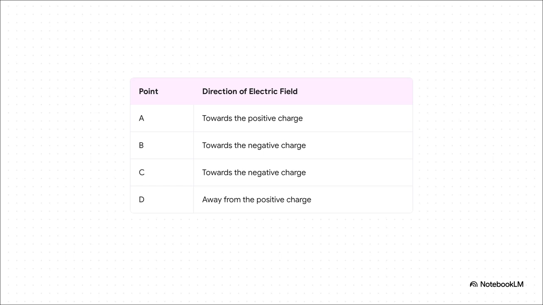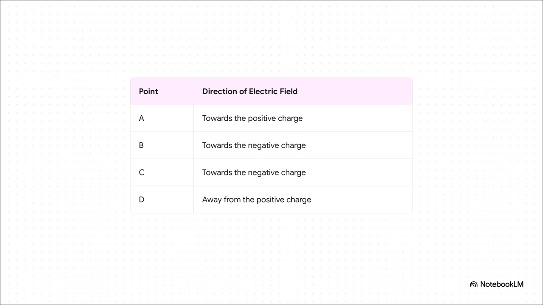Okay, let's look at the answers based on our test charge rule. At point D, which is between the charges, our test charge is pushed to the right by the positive charge and also pulled to the right by the negative one. So the field points right, which is away from the positive charge. The same logic applies to point B, where the field also points right, towards the negative charge.